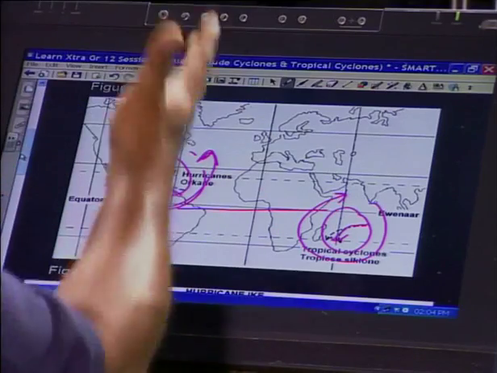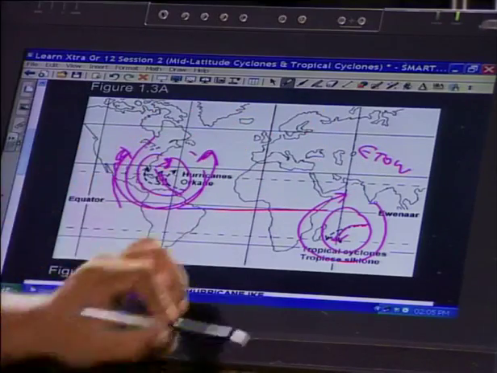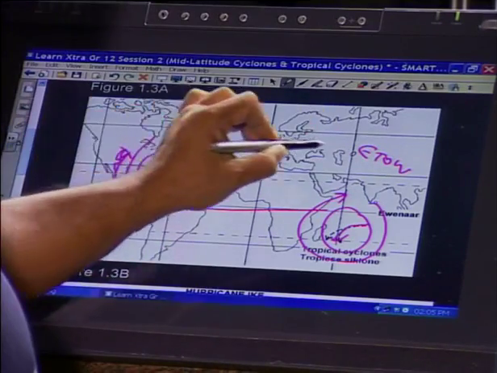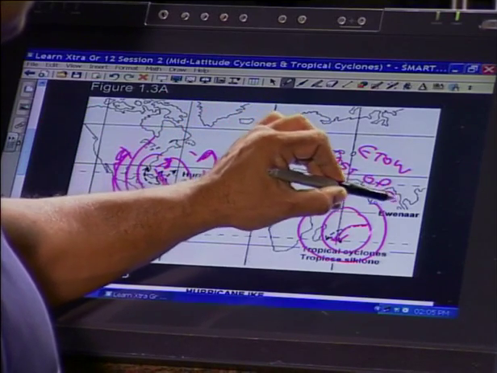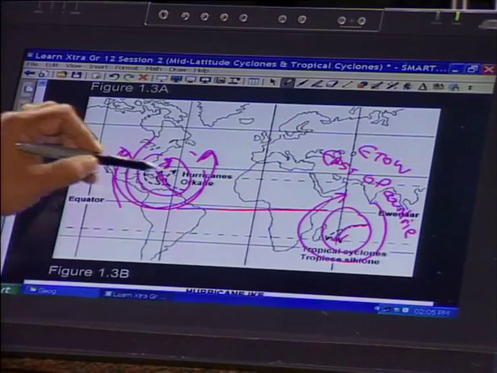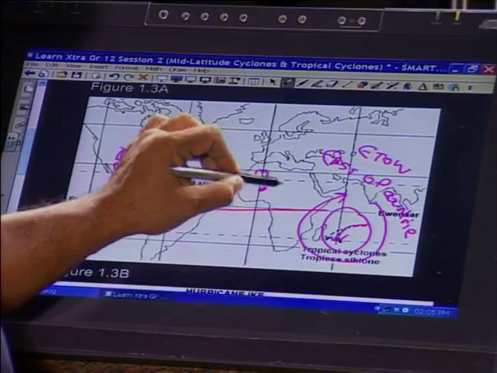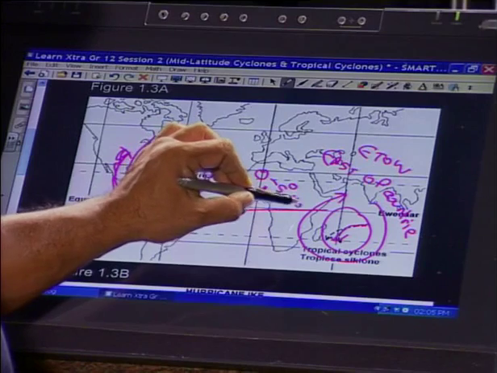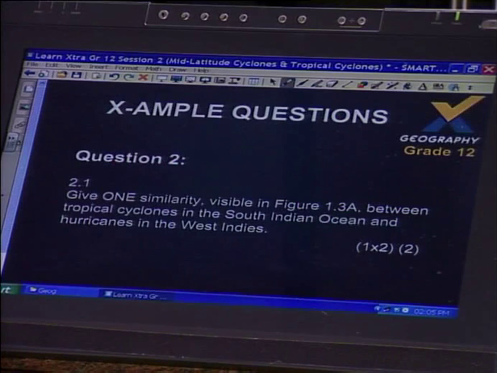If they didn't say what is visible, you can talk about the weather conditions, etc. But if you look at it again, both are east to west movement. It also affects the east of countries. Both originate around 0 to 5 degrees north or south, depending on which hemisphere it was.